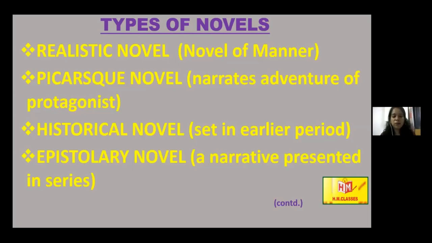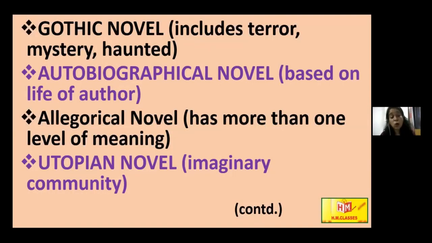Epistolary novel. So a narrative is presented in series. It can be in chapters. It cannot be in continuation. So it's presented in series. Gothic novel. Now, Gothic is something that's famous and what many readers enjoy reading because it's about terror, mystery, hauntedness, a haunted village or a house, etc., etc.